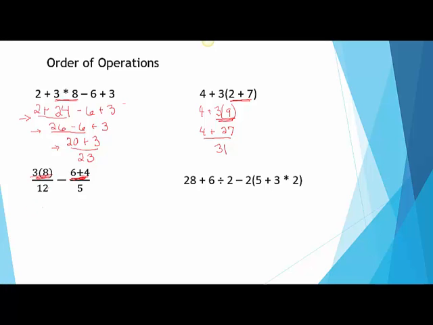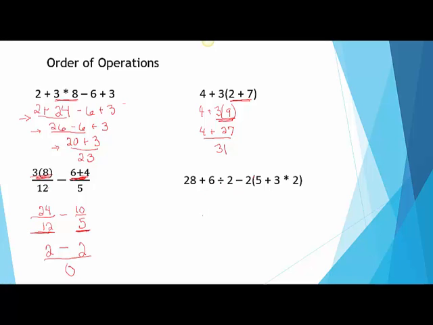And so what I end up with is 3 times 8, which is 24 over 12, minus 6 plus 4, which is 10 over 5. Then my order of operations says I do division before I do subtraction. So I'm going to actually do this division and this division at the same time. I could do it step by step, but I'm going to do these at the same time. 24 divided by 12 is 2, minus 10 divided by 5 is 2. I have one simple thing left, and that gives me an answer of 0.